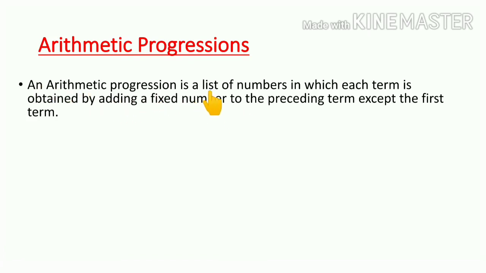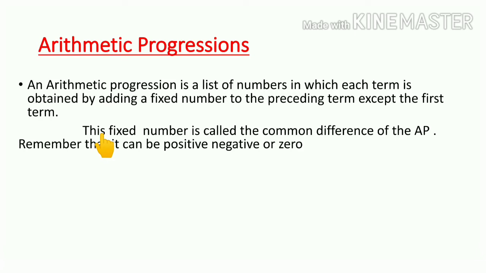Now, you have to remember one thing. An arithmetic progression is a list of numbers in which each term is obtained by adding a fixed number to the preceding term, except the first term. Means the first term value should be known. And when the first term value is known and we go on adding a certain fixed value to each succeeding term, then the sequence of numbers obtained will be known as an arithmetic progression. Now you have to remember that this fixed number is called the common difference.